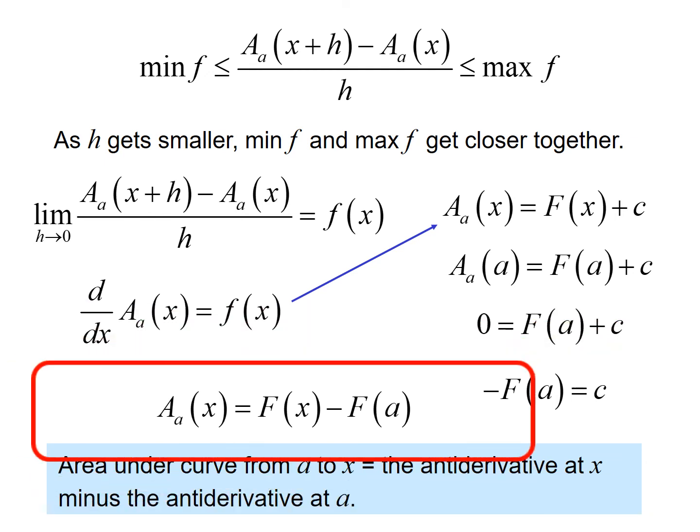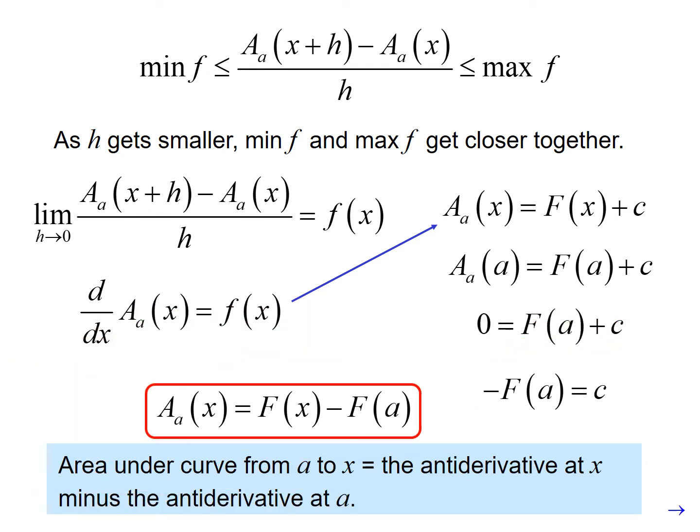So here's our connection between antiderivatives and definite integrals. The area underneath that curve can be found by taking the antiderivative at the right endpoint minus the antiderivative at the left endpoint.